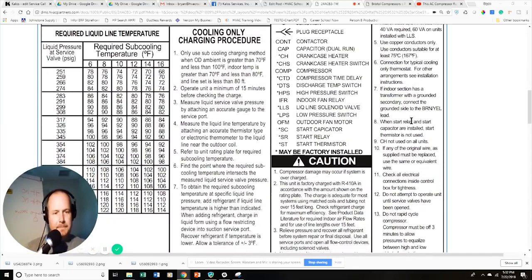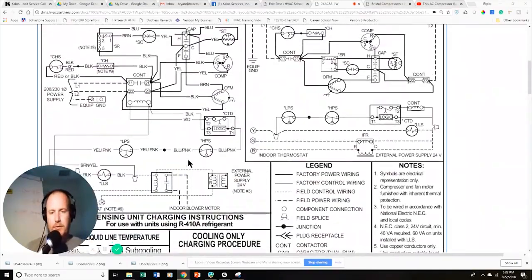So this isn't a heat pump setup, and then it goes on through. I'm not going to read all of them, but you get the point. Those are things that you're going to want to read.